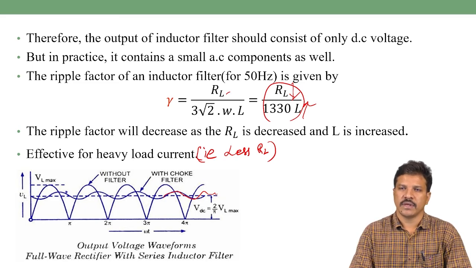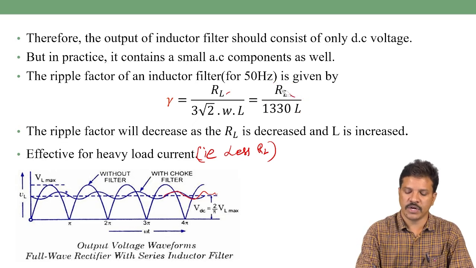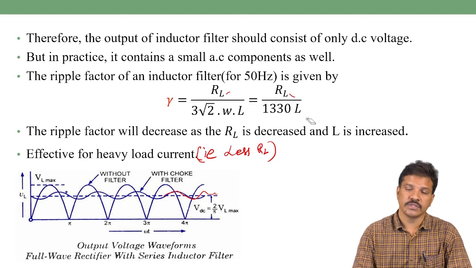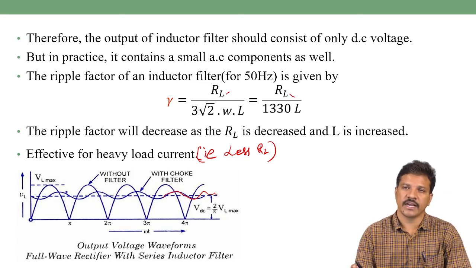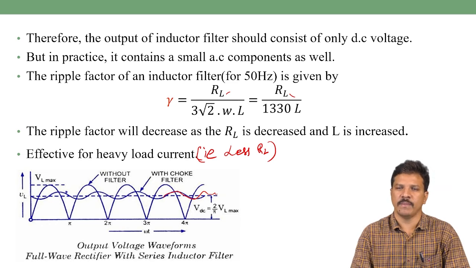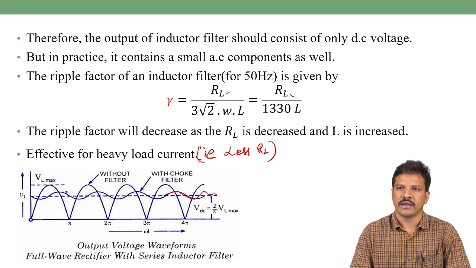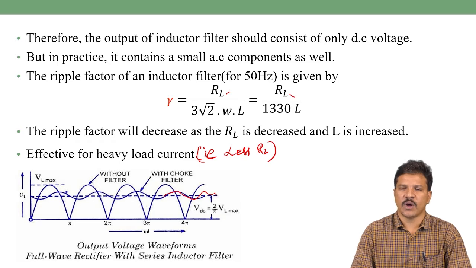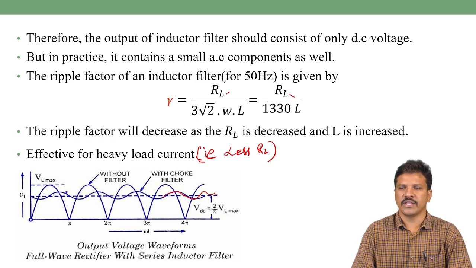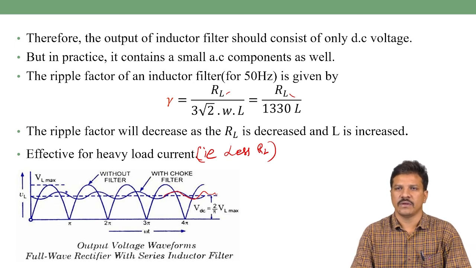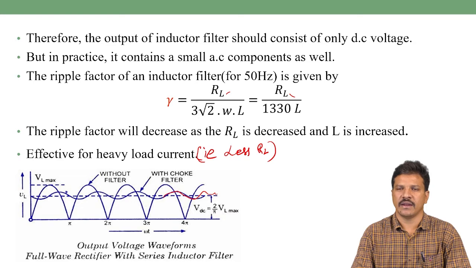Also, when we observe the denominator, the ripple factor is inversely proportional to the inductance. So when the inductance value is very high, our ripple factor gets reduced. But the problem is that a large inductance affects the DC voltage that appears across the load. When a large inductance is used, the DC voltage drops, and then again the purpose of this filter would be wasted.